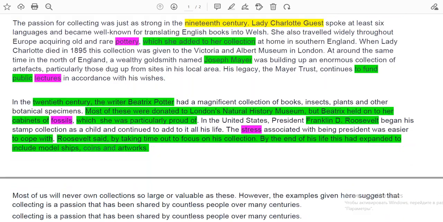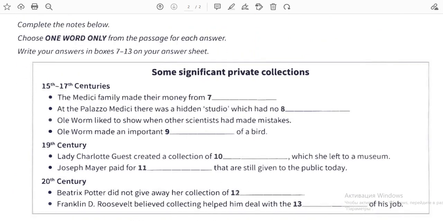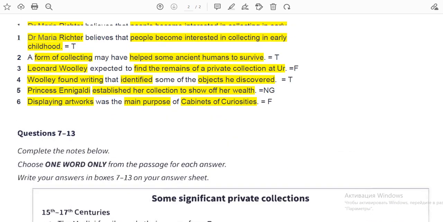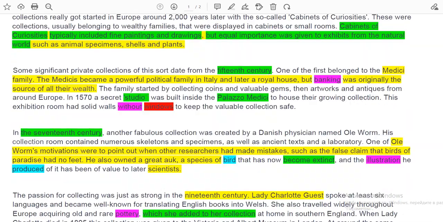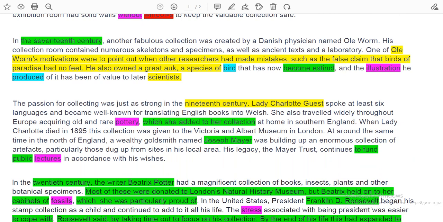The next one is, let me show you. Ninth: Audubon liked to show when other scientists had made mistakes. Audubon made an important illustration of a bird. So let's go. We need to find illustration, and it should be in the following paragraph of our passage.